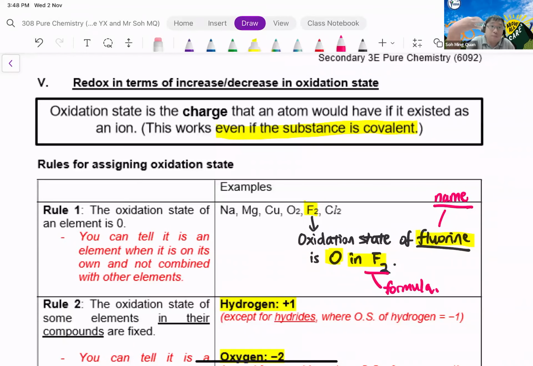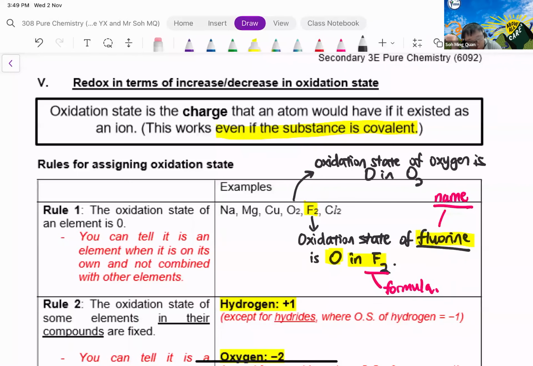Now, this of course also applies to the other elements in the list. Okay, it applies to oxygen, O2. The oxidation state of oxygen is 0 in O2. Okay, so you could equally do this, the oxidation state of oxygen is 0 in O2. So you can see again, I have spelled the name of the element out. I've written the number, what the oxidation state is, and I've written the formula of the substance. Okay, so that's rule number 1.